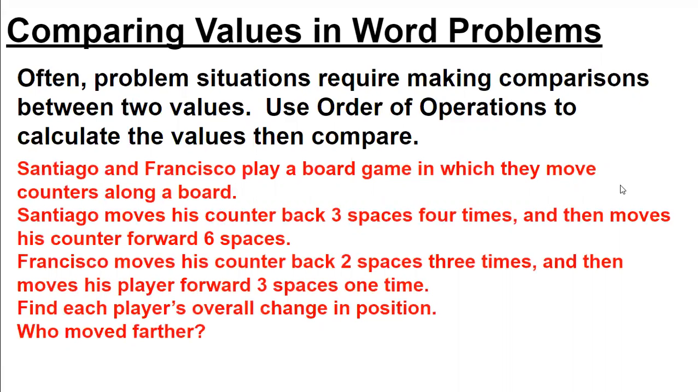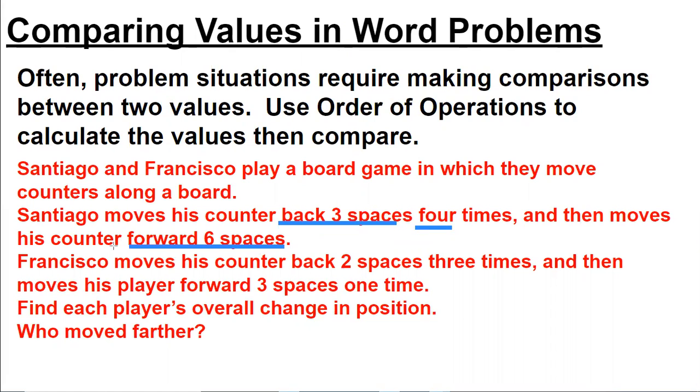So we have Santiago and Francisco play a board game in which they move counters along a board. Santiago moves his counter back 3 spaces 4 times and then moves his counter forward 6 times. So I'm going to underline that because I think underlining helps us. He moves his counter back 3 spaces. How many times? 4 times. And then he moves his counter forward 6 spaces.